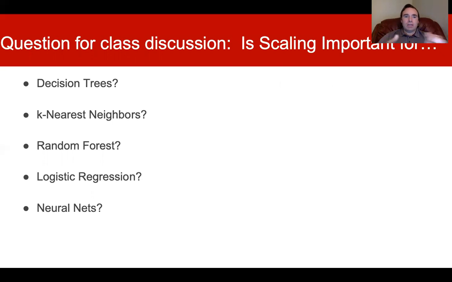more than others. So one thing that we'll hit on when we chat in class, and maybe to think about before we get there, is, for these different types of methods, where is scaling important, where is it less critical, or is it critical everywhere?